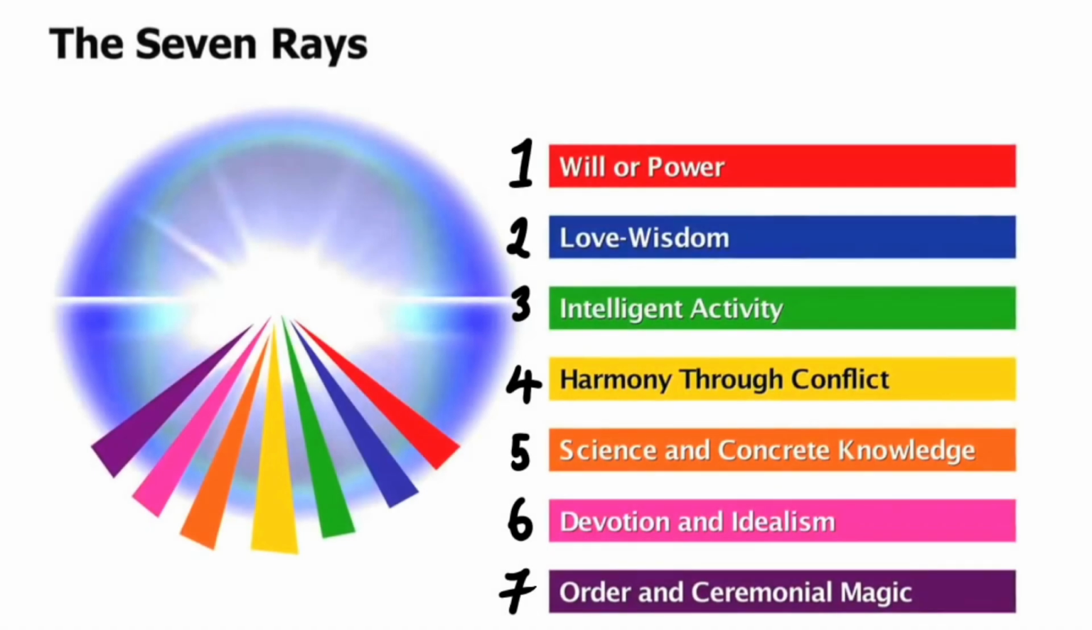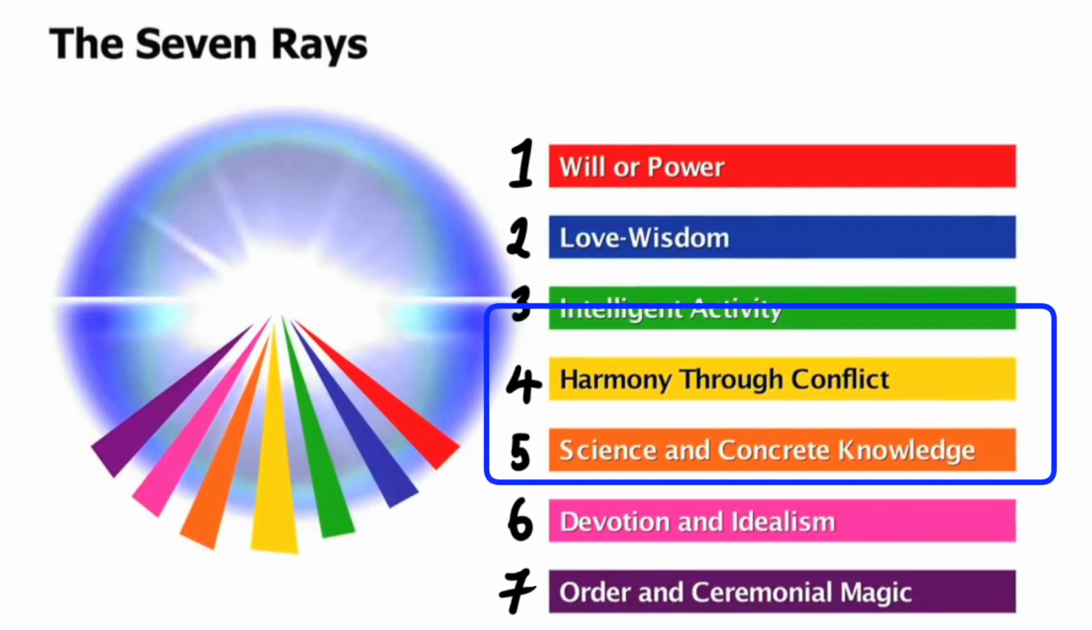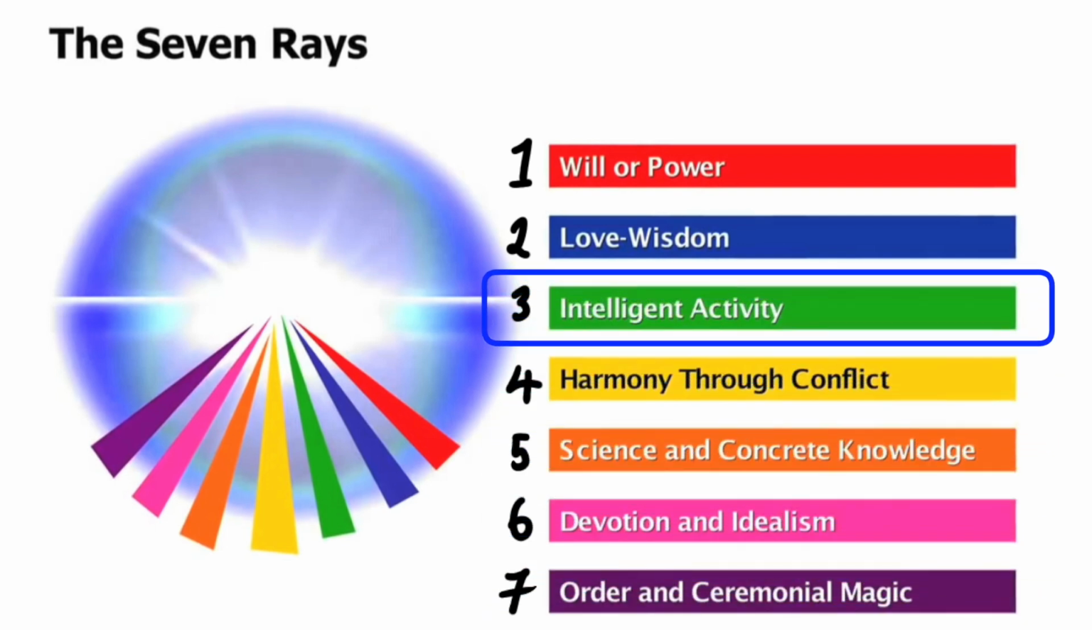I want to flag here that in esoterics, rays 4, 5, 6, and 7 are considered all to be subsets of ray 3. This may seem odd, as some of these rays are composed of one of the other primary rays, if not both.